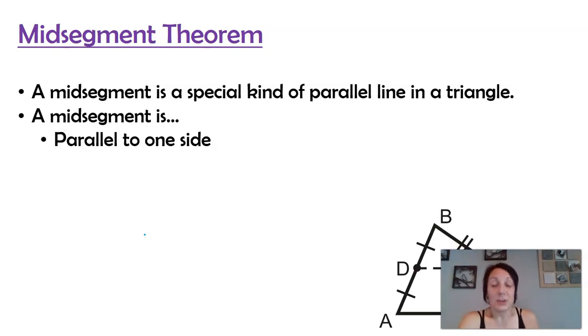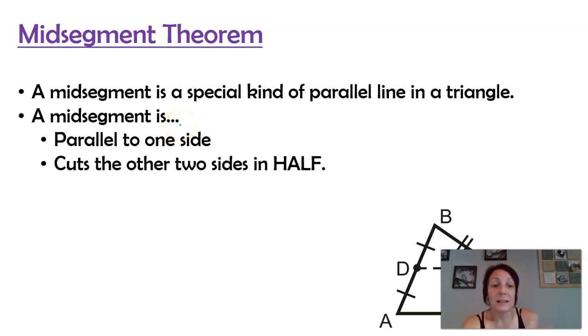Okay. So mid-segment, again, parallel to one side, just like the other ones have been so far. The key to a mid-segment is that when it hits the other sides and breaks them into two chunks, it happens to be breaking them into two equal parts. It cuts them in half. So I could draw a parallel line anywhere in a triangle, right? Let me find my mouse.